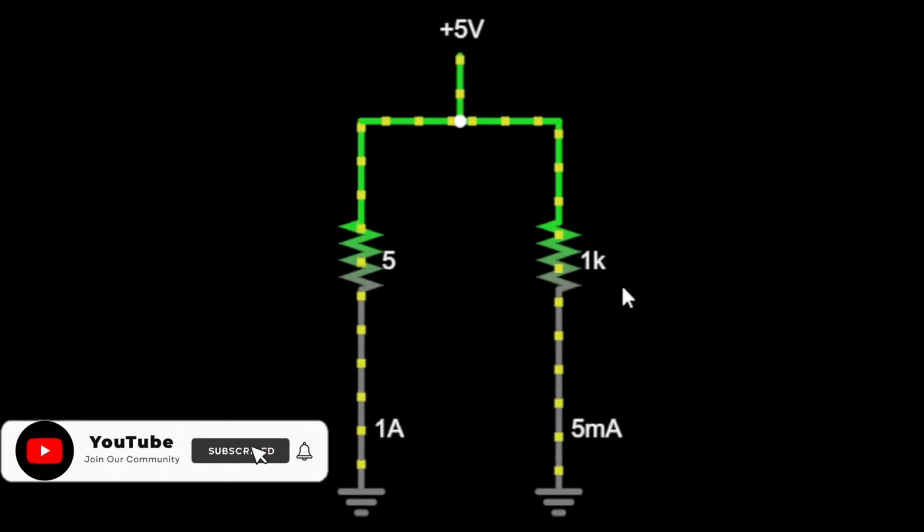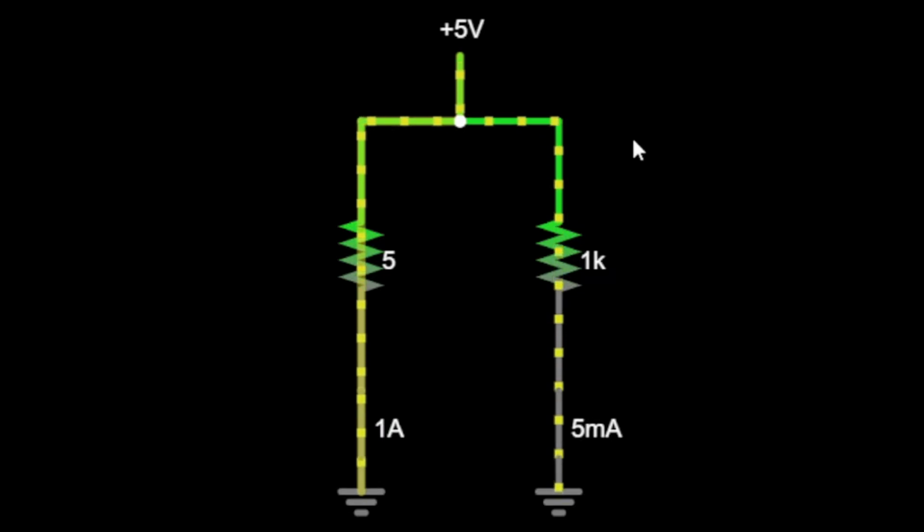Hello guys, today we discuss the Ohm's law. V is equal to IR is the mathematical form of Ohm's law. If you can see here, most of the voltage is passing through the low resistance, and some of the voltage is passing through the high resistance.